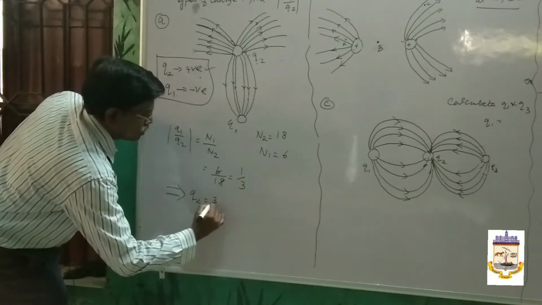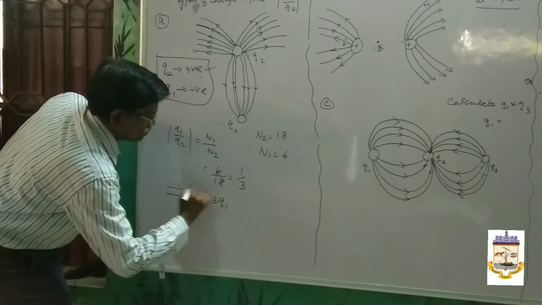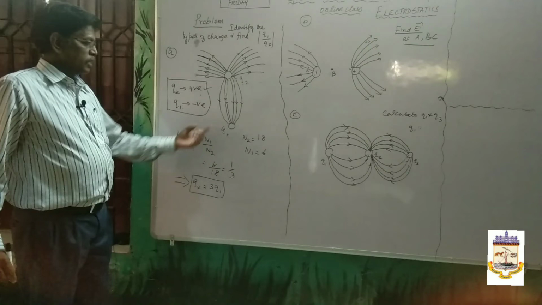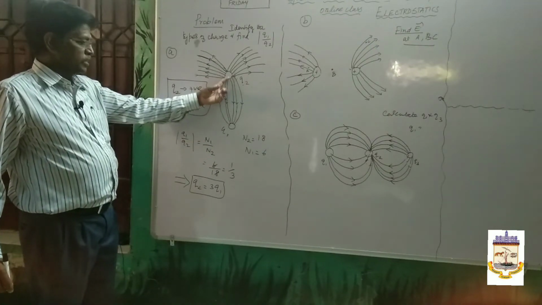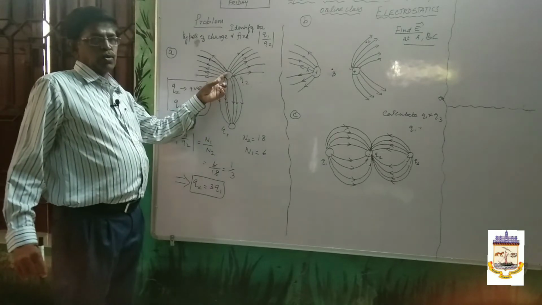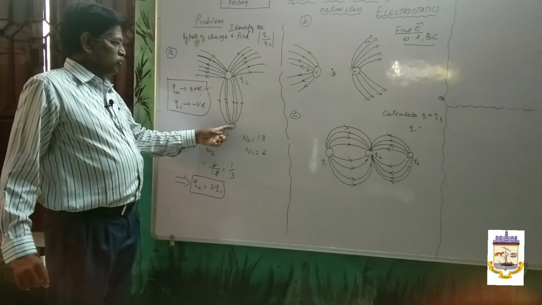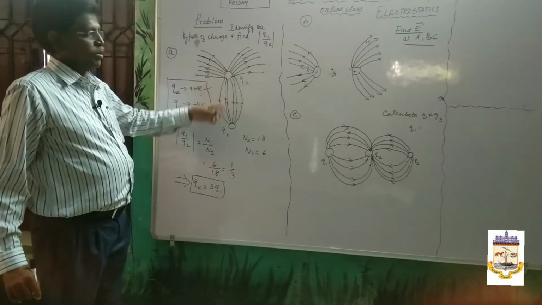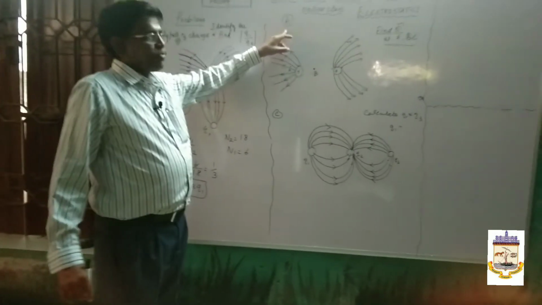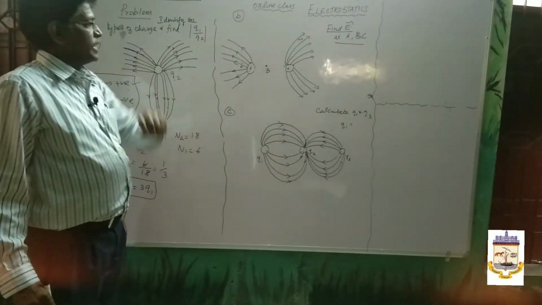This implies Q2 equal to 3 times Q1. This is the conclusion. If Q1 is 1 coulomb, Q2 is 3 coulomb. Okay. So, if this is 2, this is 6. So, the type is positive and negative. Now, we see the second type of sum.